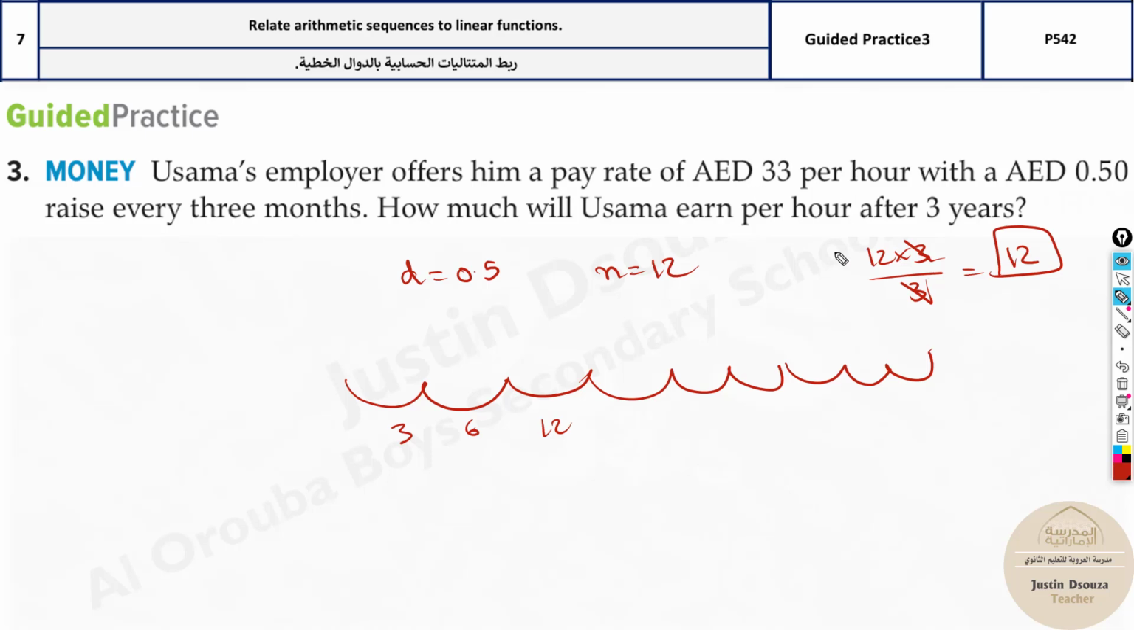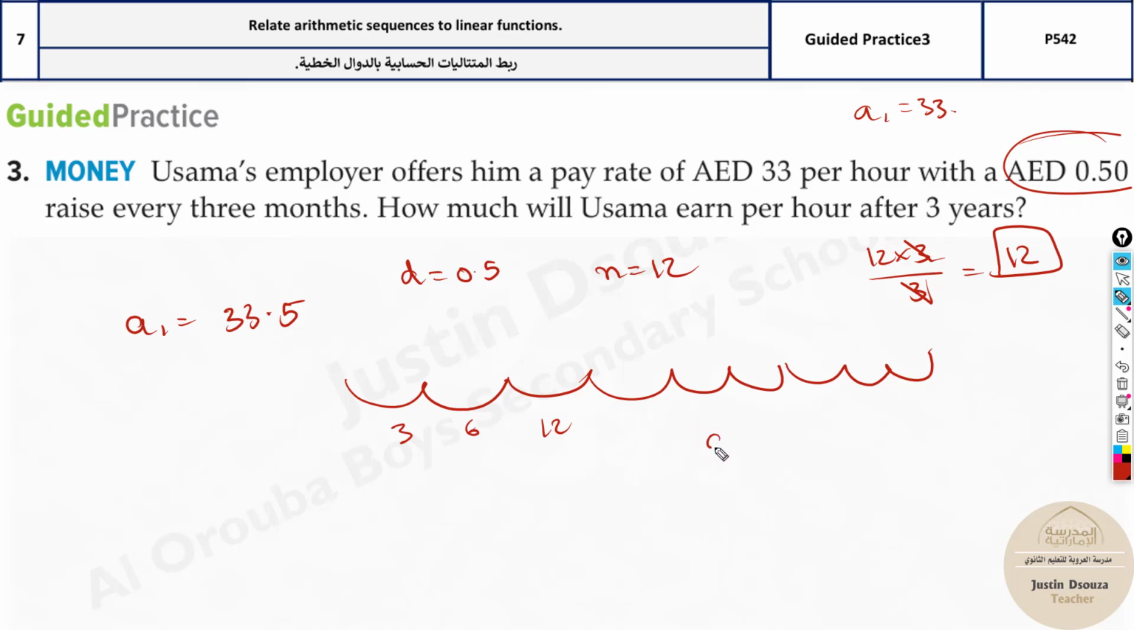Now what is term 1? A1 is not 33. Here you need to realize that A1 is the first term. When there is an increase of 0.5 in salary, after the first 3 months, it becomes the first term. A1 is the first time something happens, or in the first row, or after 1 month, but here it's after 3 months. So A1 will be 33.5. You can even try counting it. Now this will be A1. A12 will be at the end of 3 years.